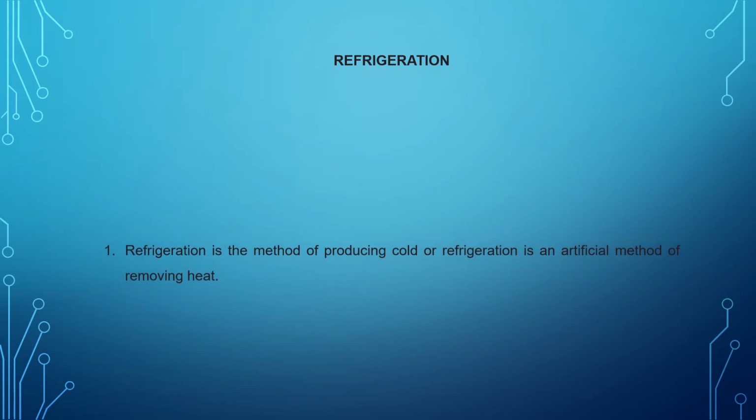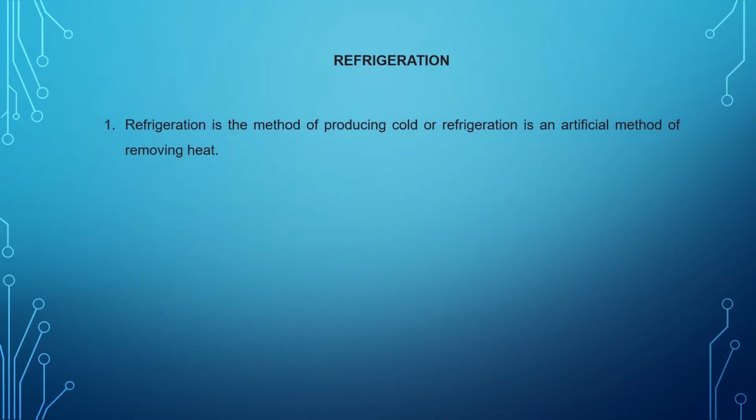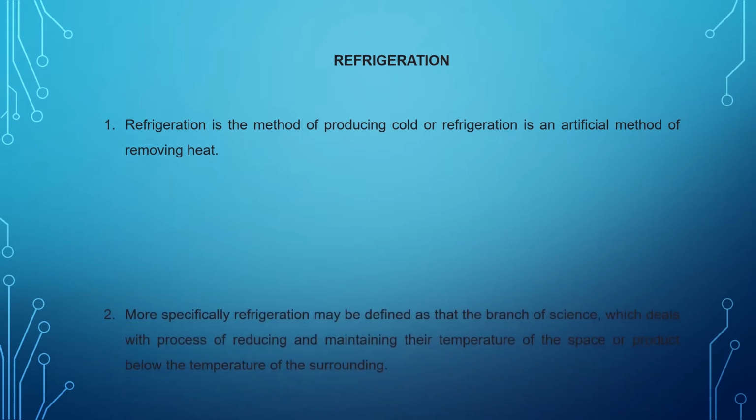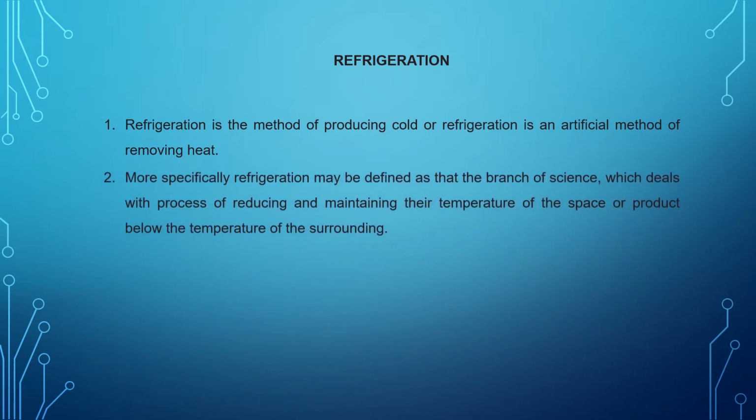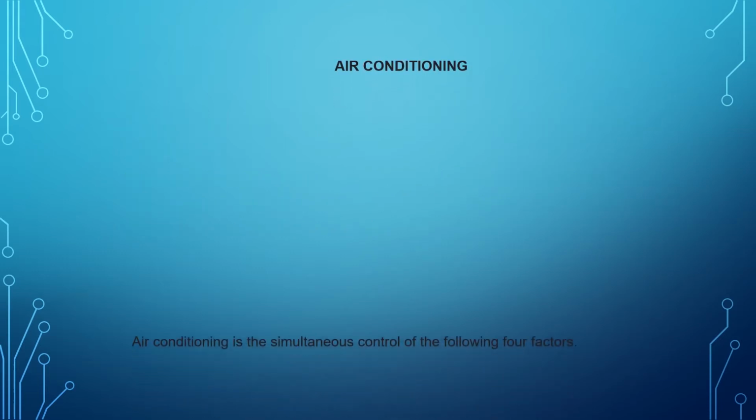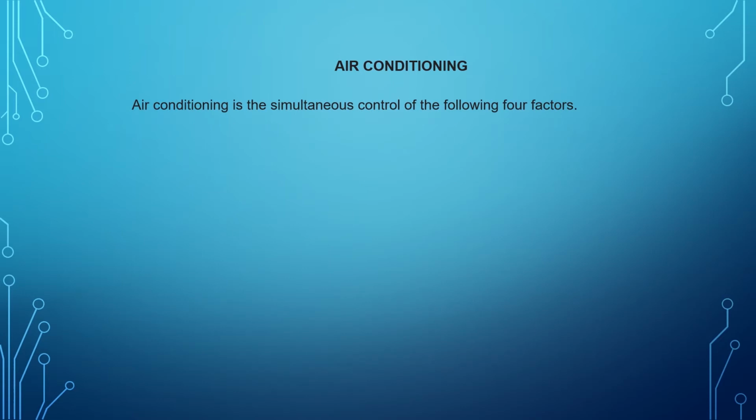Refrigeration. Refrigeration is the method of producing cold, an artificial method of removing heat. More specifically, refrigeration may be defined as the branch of science which deals with the process of reducing and maintaining the temperature of a space or product below the temperature of the surroundings. Air conditioning. Air conditioning is the simultaneous control of the following four factors: temperature, humidity, air motion, and purity of air.